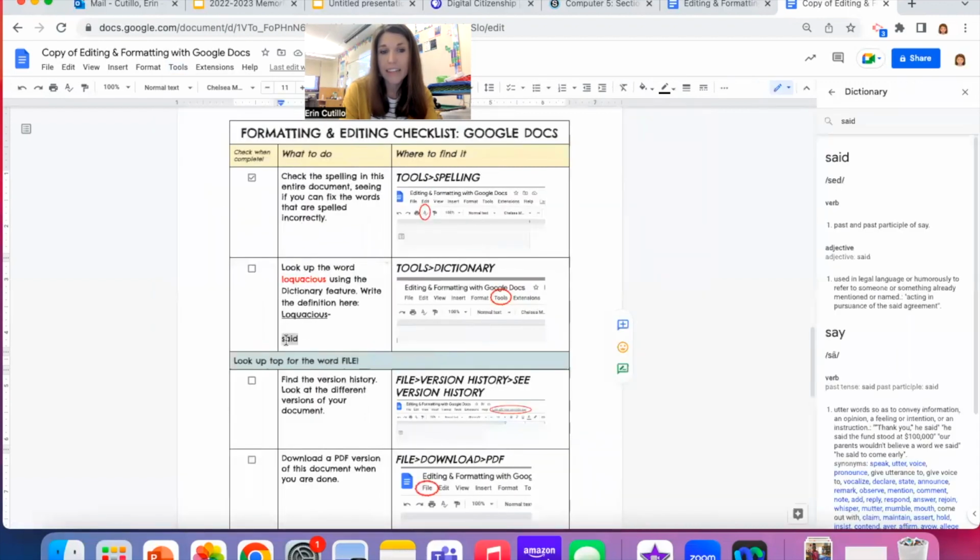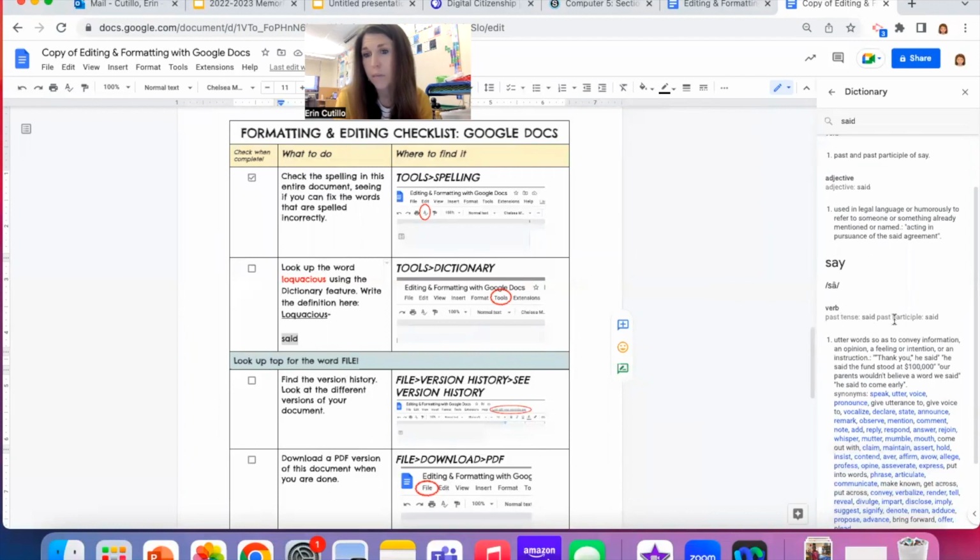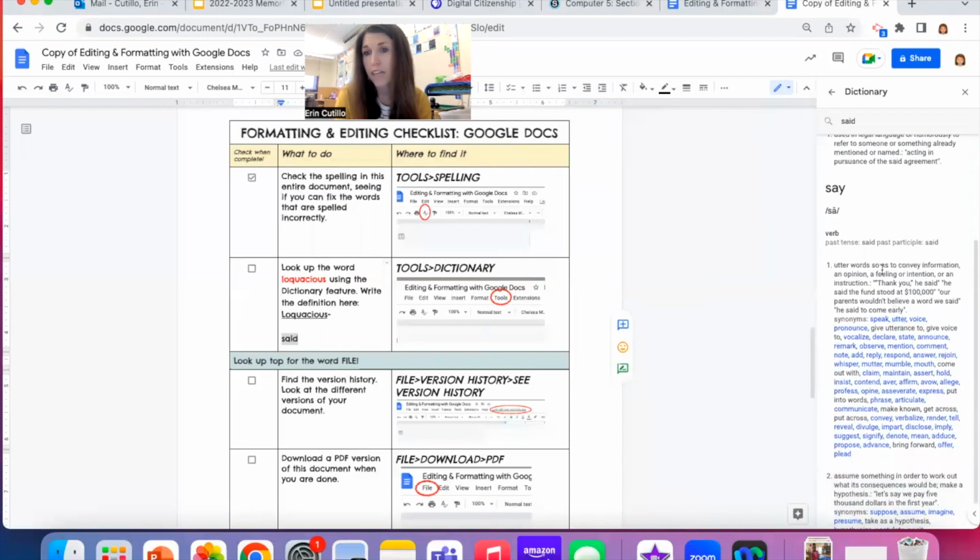And since I highlighted the word said, it gives me here that it's a verb. It's the past and past participle of say, adjective, said, and it's used to refer to someone already mentioned or named. And then it tells me what say means. To utter words as to convey information, an opinion, a feeling, or intention. Thank you, he said. He said the fund stood at $100,000. So it gives us a very descriptive definition of the word.